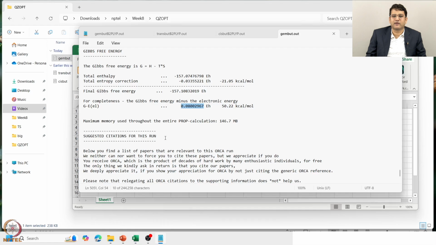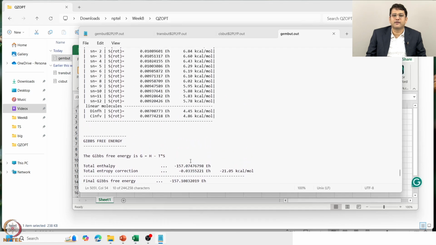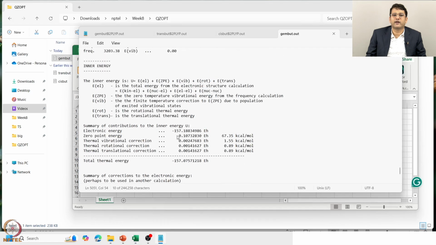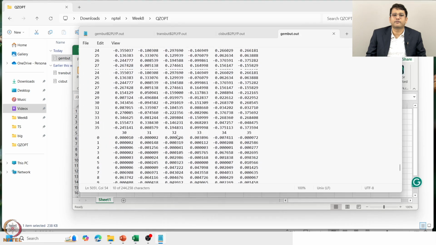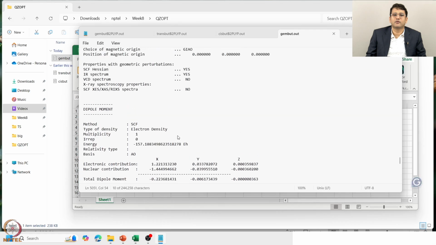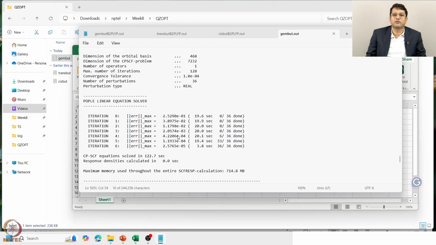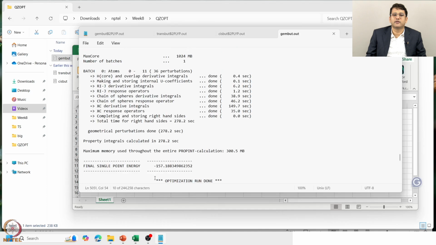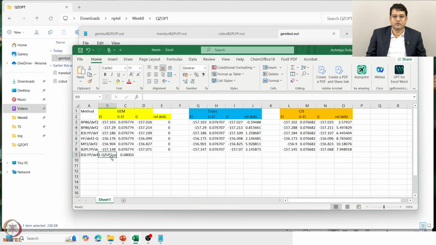So, let us first add the energy. Remember, this is just the thermochemistry contribution to get the energy as it is. This is my final single point energy. So, this is my total free energy, and at the free energy level it is still 0.03.